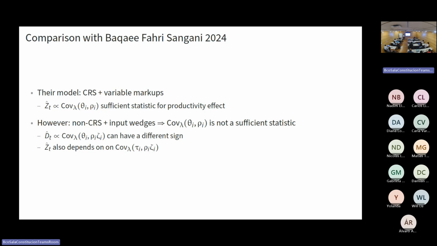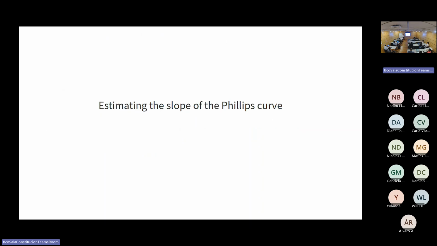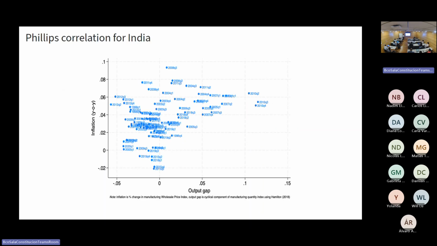Now, if on top of that, you put input wedges, which we think for this class of economies is important, then you not only have to keep track of this object, but you also have to keep track of the covariance between the input wedges and pass-throughs. Okay? Intuitively, you need to keep track of the covariance between TFPIs and pass-throughs. Very good.